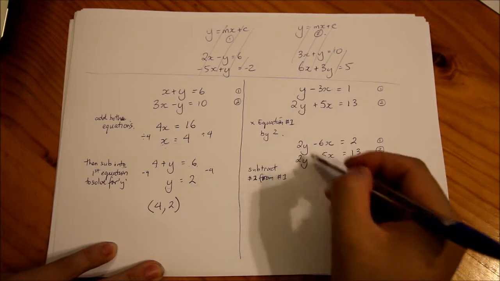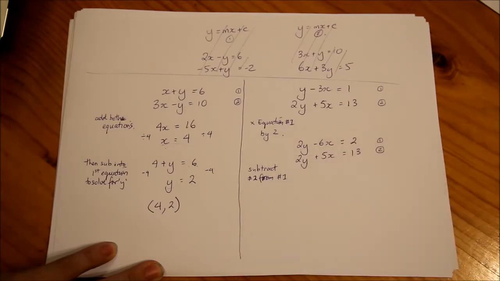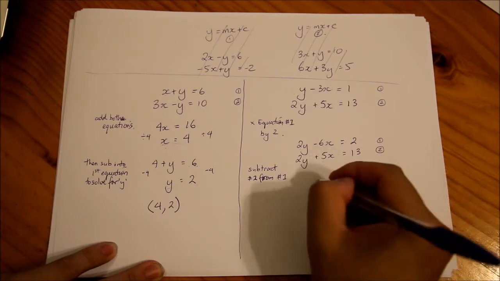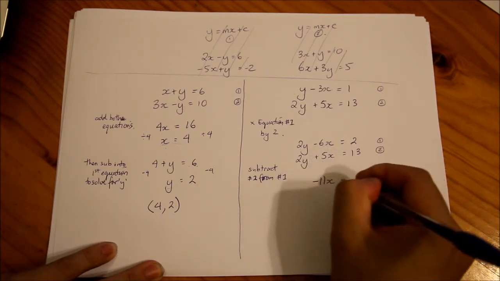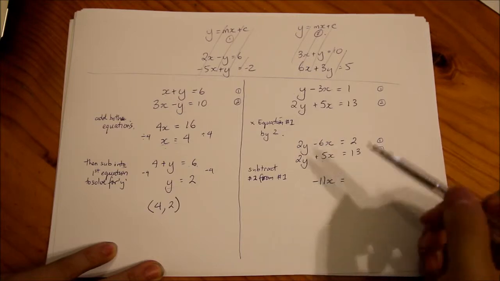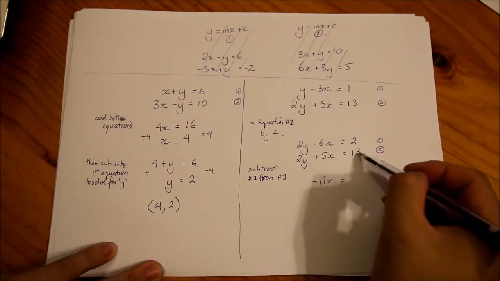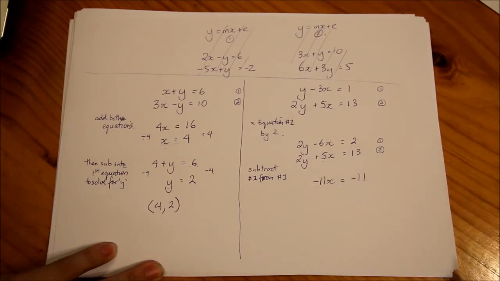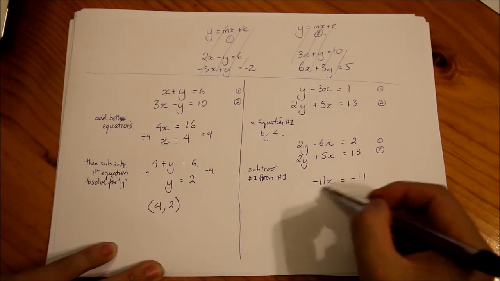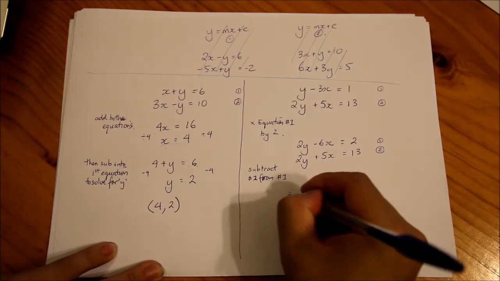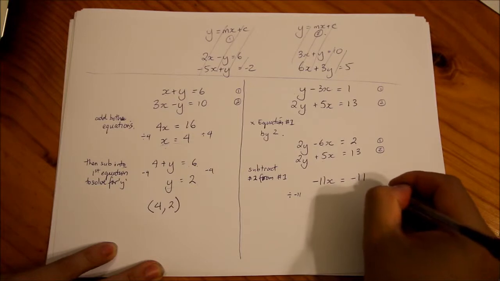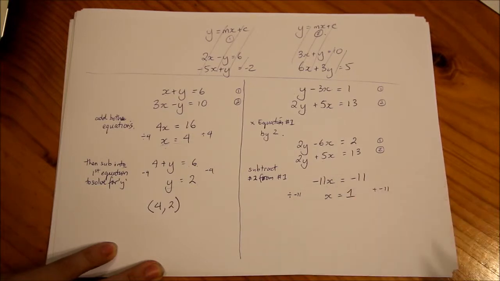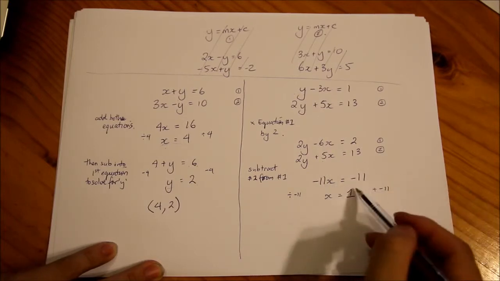So 2y minus 2y becomes 0. Minus 6 minus 5 is going to be minus 11, because I'm subtracting. 2 minus 13 is going to be minus 11 again. To get rid of minus 11, I'm going to divide both sides by negative 11. So x will equal 1. Now I've solved for x.